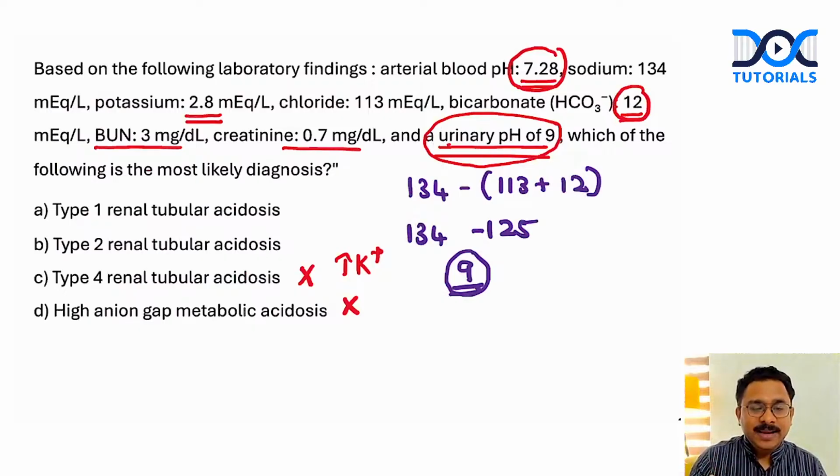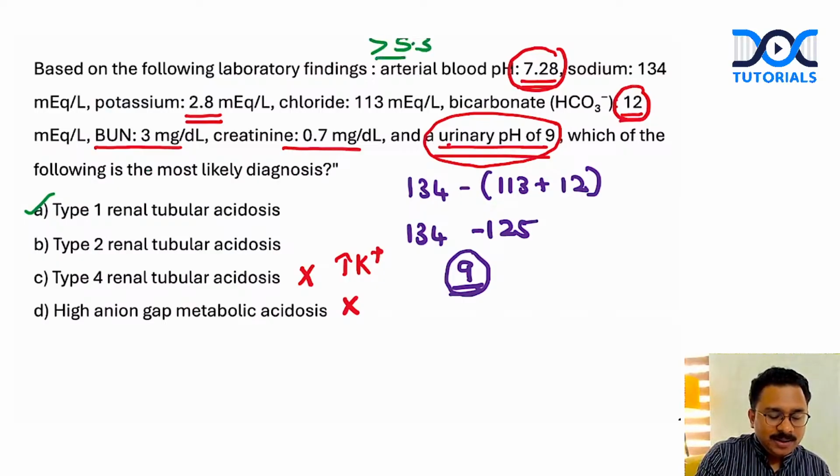And in which type of renal tubular acidosis is there a problem with the acidification of urine? It is in case of type 1 renal tubular acidosis, that is the distal RTA. So in distal RTA patients, you will have the urine pH which is above 5.3. That is how you will differentiate between the type 1 and type 2 renal tubular acidosis.